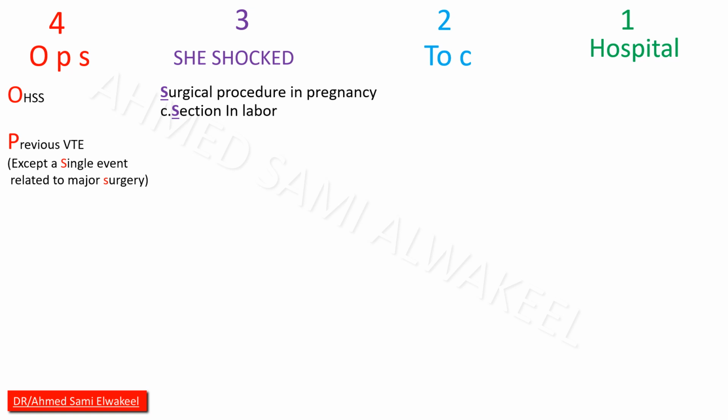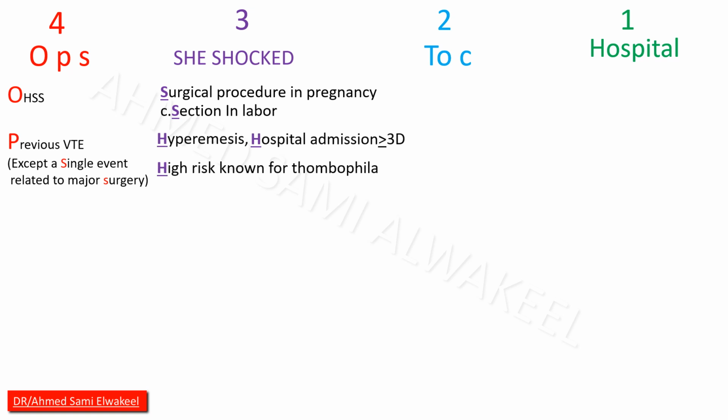S letter stands for surgical procedure in pregnancy and C-section in labor. H letter stands for hyperemesis, hospital admission, more than or equal 3 days, and high risk known for thrombophilia. And E for embolism, previous venous thromboembolism, provoked by major surgery.